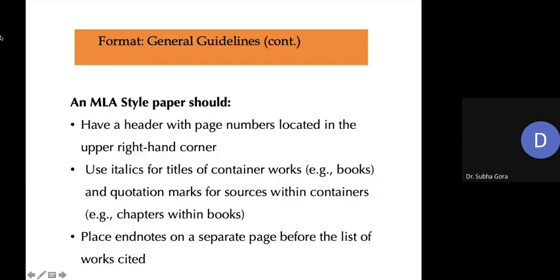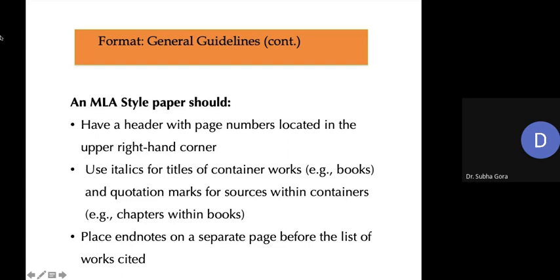Then if you have a header, in very rare cases we omit it, but usually it is there in any style sheet. Have a header with the page number located in the right upper corner, and create the header so that it numbers all the pages consecutively. So it should be in the right hand corner, ½ inch from the top and flush towards the right margin. Your instructor might sometimes ask you to omit the number on your first page. So it's again left to the instructor's choice.